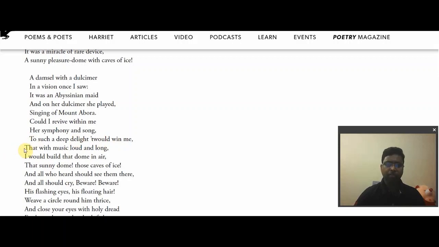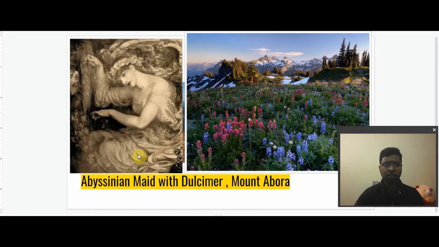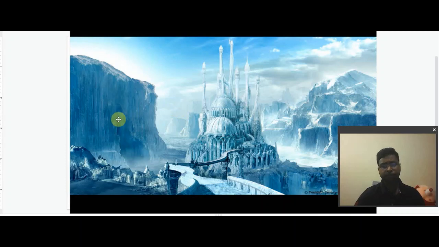"That with music loud and long, I would build that dome in air." What is the ultimate purpose of the music? So with that loud and long music, he would build that dome in air. The dome in air means the visionary dome. The pleasure dome. What kind of dome? That pleasure dome that he saw in his vision, that he heard Kubla Khan did build in Xanadu, such a palace.